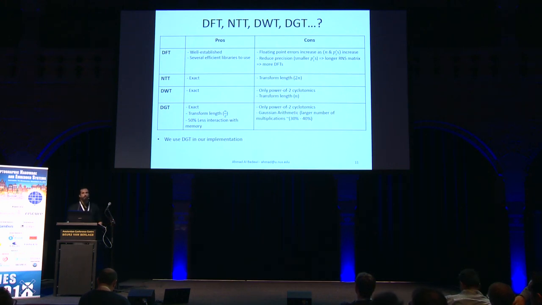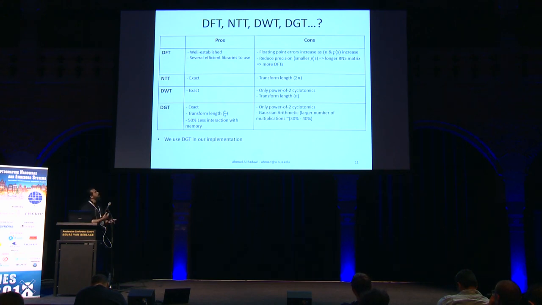Now, a question that may arise: which transform to use? We have so many transforms. There is the standard DFT, there is NTT, there is DWT, and what we use in this implementation, the DGT, the discrete Galois transform. And in this table, we summarize the pros and cons from our perspective for these transforms. So the DFT is well established. There are several libraries that you can just use in your implementation. But the problem is that the floating point errors will increase as n increases. To mitigate this problem, you will either increase the precision of computing the DFT, which will affect the performance, or you can reduce the size of the P, the CRT primes you use. And you will have, in this case, a longer matrix, and you will do a higher number of transforms.